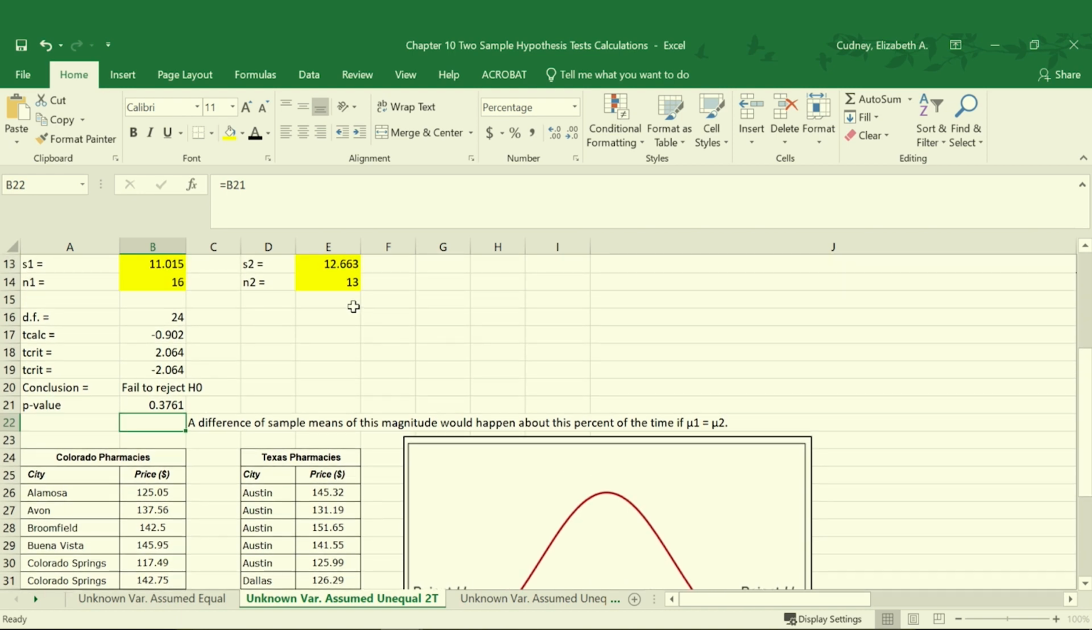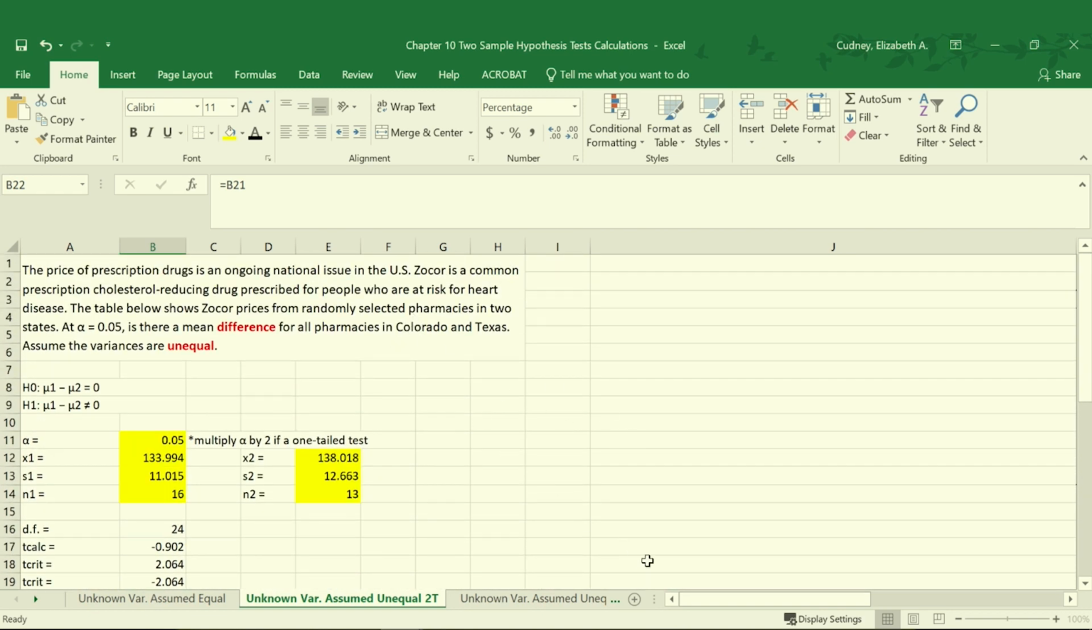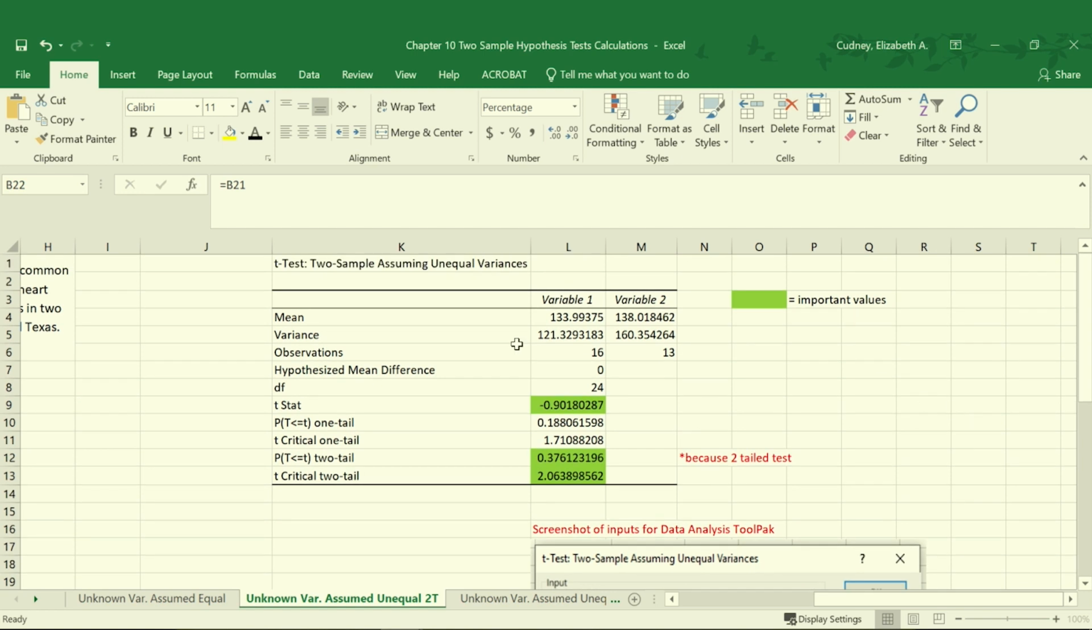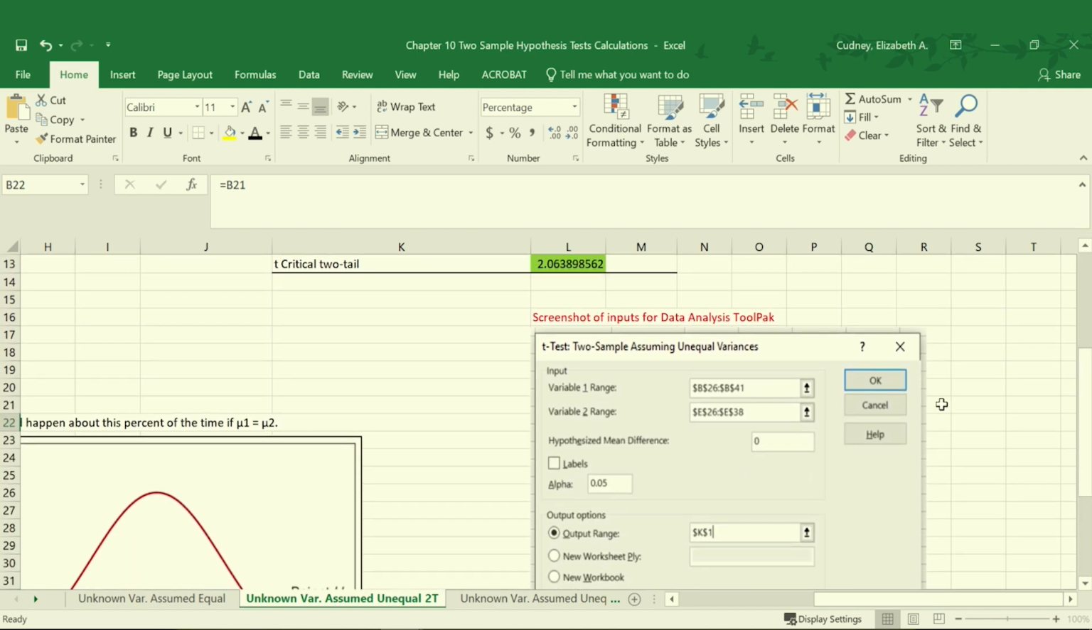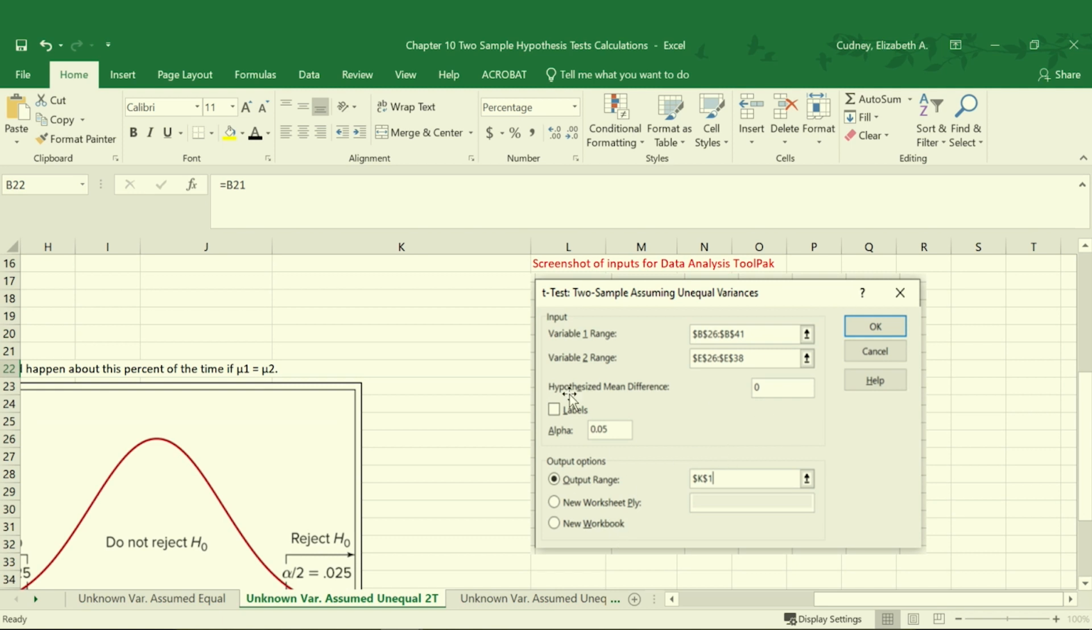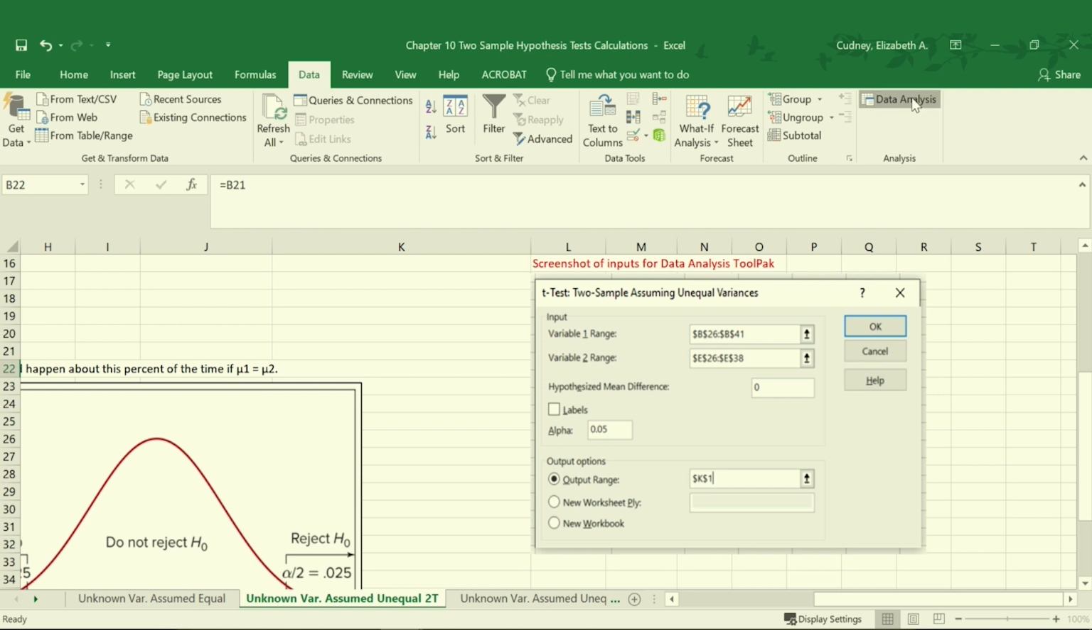Let me show you how now to do the calculation using the Data Analysis Toolpak. Within the Data Analysis Toolpak, we can calculate the output using the functions within Excel. So we'll get information on our mean, our variance, our critical values if it's two-tailed, etc. So we're going to set this up as shown in this screenshot. So we're going to go to Data, Data Analysis.